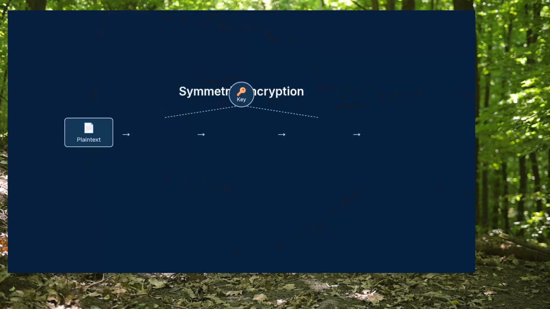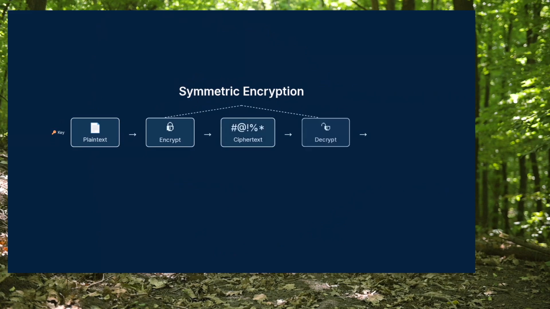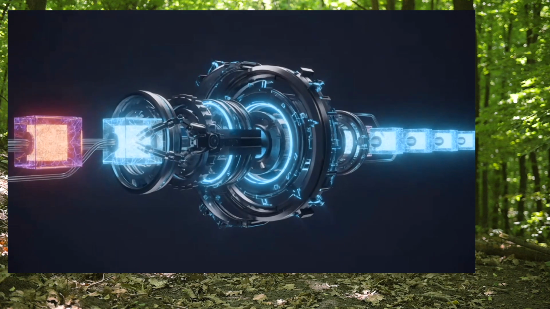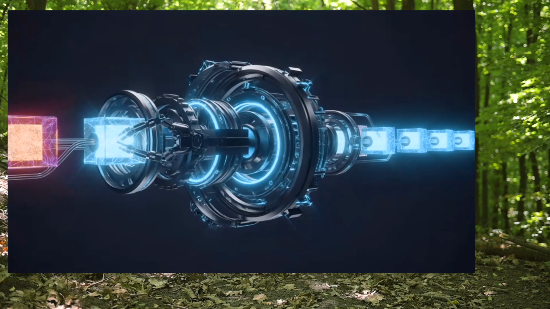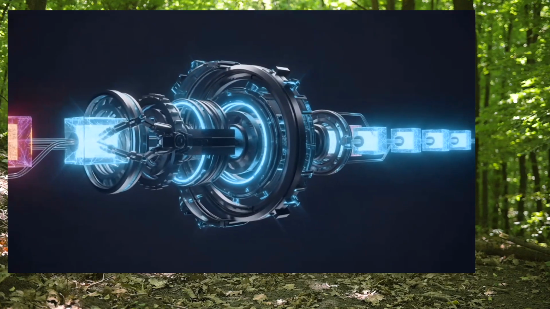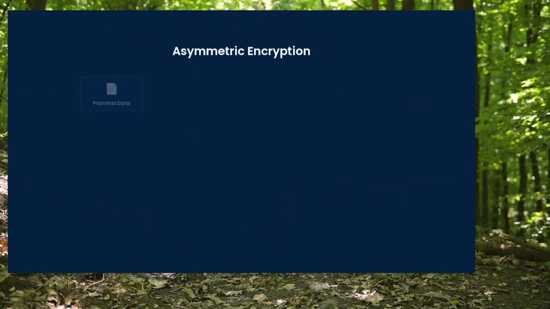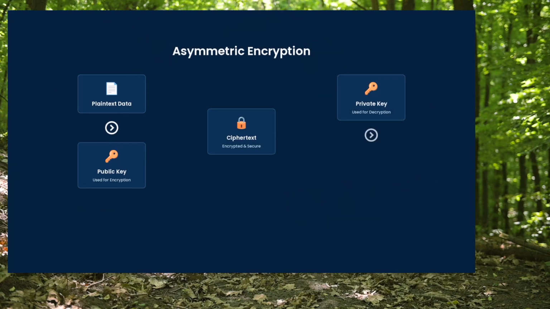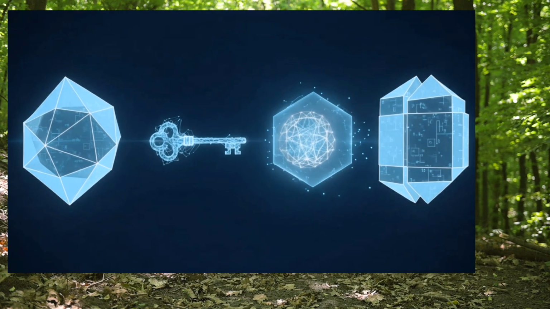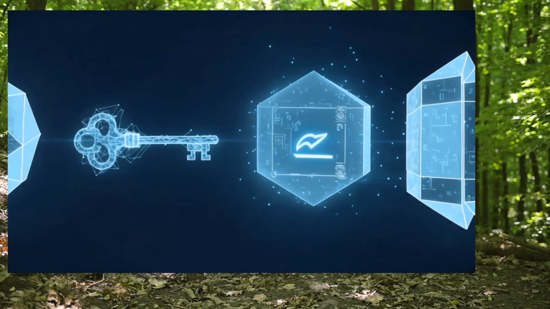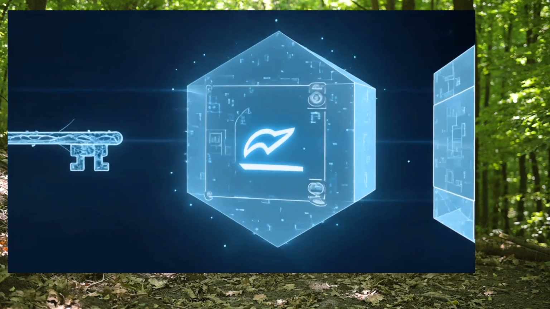Now, let's dive into specific encryption techniques, starting with symmetric encryption, where the same key is used for both encryption and decryption. This method is fast and efficient, making it suitable for encrypting large volumes of data, such as file storage or bulk data transfers. Asymmetric encryption, however, uses a pair of keys, a public key for encryption and a private key for decryption. This approach is crucial for secure key exchange and digital signatures, despite being computationally more intensive.